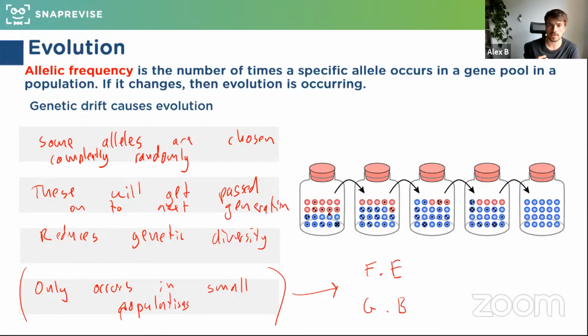Is this the same as Charles Darwin? It's not the same as natural selection. Yeah, it's different. Natural selection is favorable alleles are selected for. This is randomly alleles might not get passed on. So yeah, the random element is in this, and it's only in small populations, whereas natural selection is going on all the time.